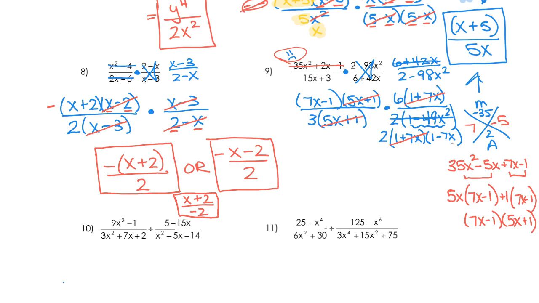And then we have that case where I have a 7x minus 1 and a 1 minus 7x. Notice my 7x's are opposite signs. My 1's are opposite signs. And so this is the one that reduces to -1. So just leave your negative sign behind.